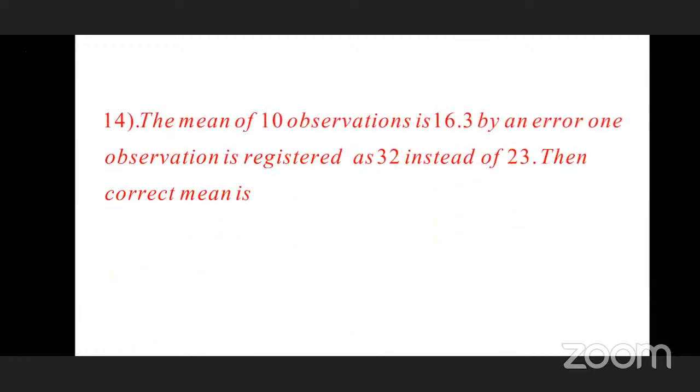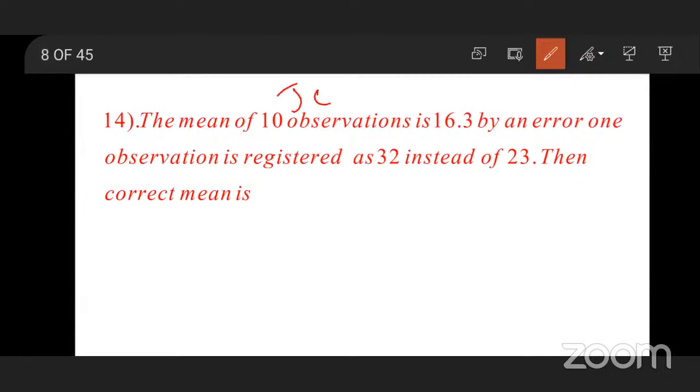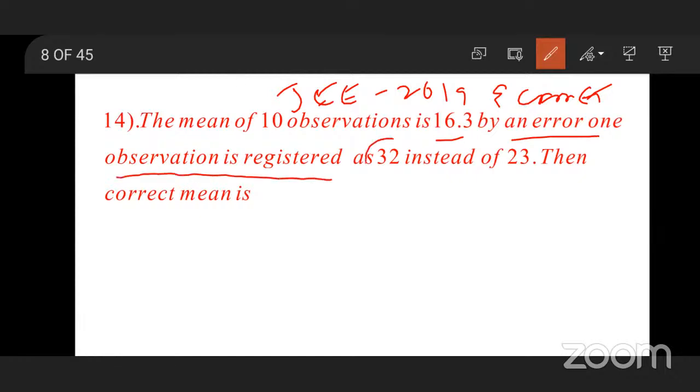Next problem, a JEE Mains 2019 problem, and also an MSET problem. The mean of 10 observations is 16.3. By an error, one observation is registered as 32 instead of 23. Actually the number is 23, but the mistake is printed as 32. In place of 23, what is written is 32. Then the correct mean is?